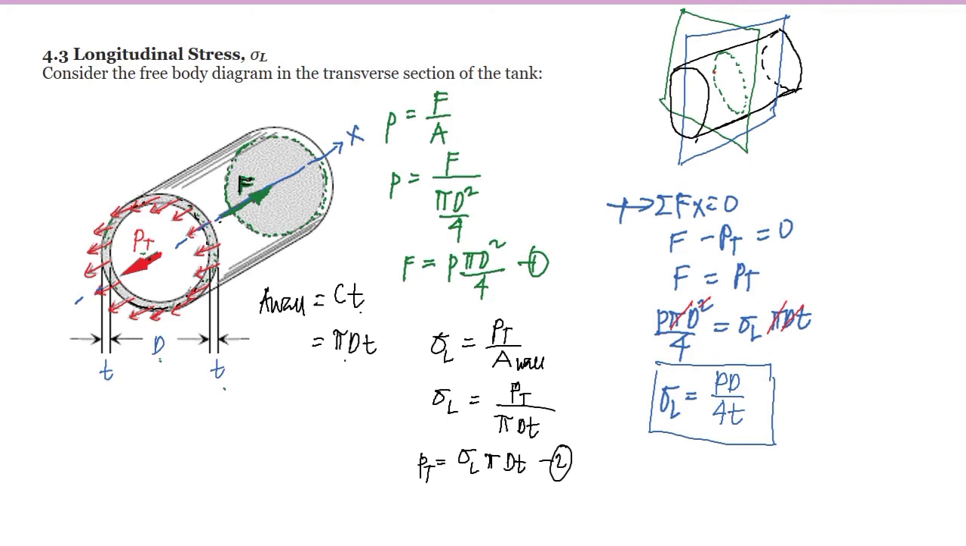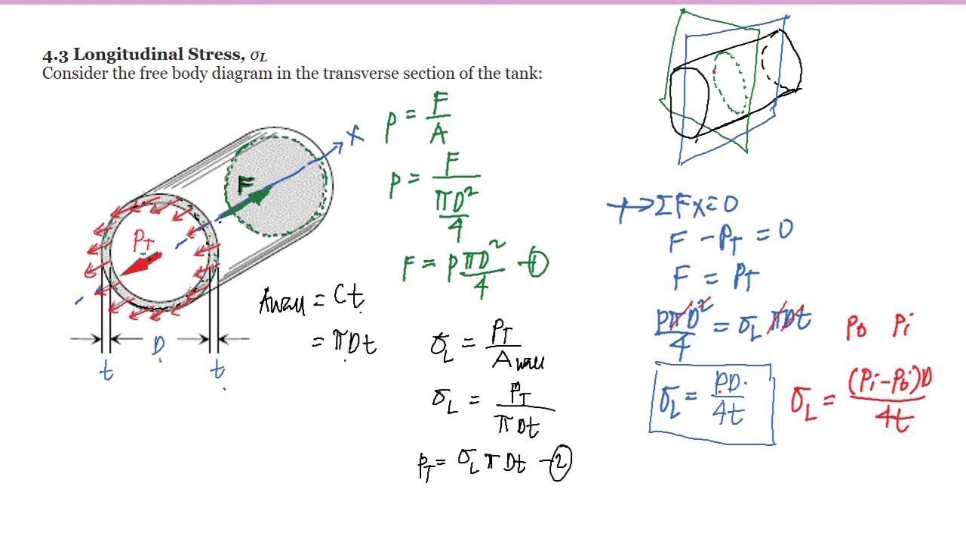Now, if there exists an external pressure PO and an internal pressure PI, then the equation for the longitudinal stress would use the difference between the internal and external pressure, PI minus PO, times D over 4t.